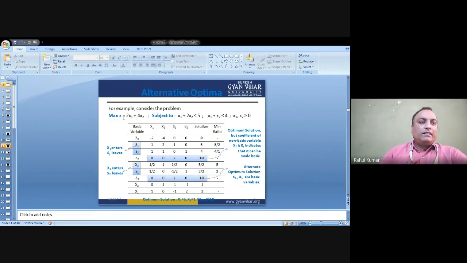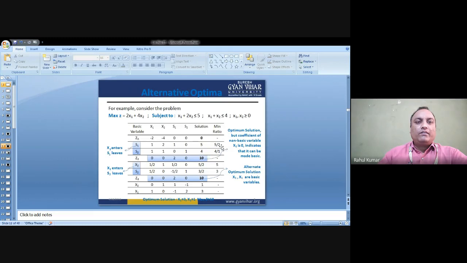First, this is a maximum function, so here we are taking a minus sign. So minus 2 and minus 4 is here, and these are the 0, 0 variables. For the select variable here, x2 enters and s1 leaves. Then 1, 2, 1 and 1, 1, 1. So these are the basic steps you can follow. Then the solution for this here is 5 and 4.